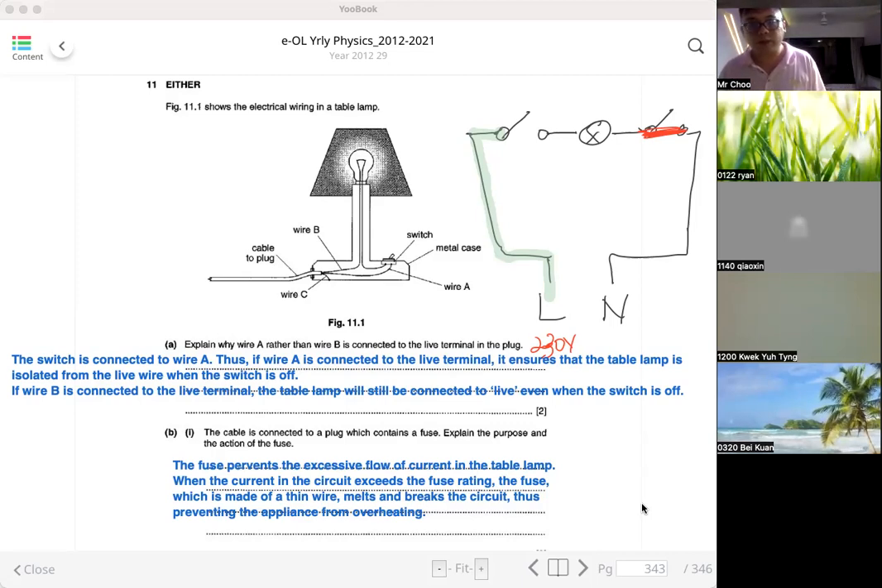Okay, for Pei Kwan, this is a 3-mark question. It's a 3-mark question. If you write like this, I cannot give you 3 marks. So for this one, it's a 3-mark question.